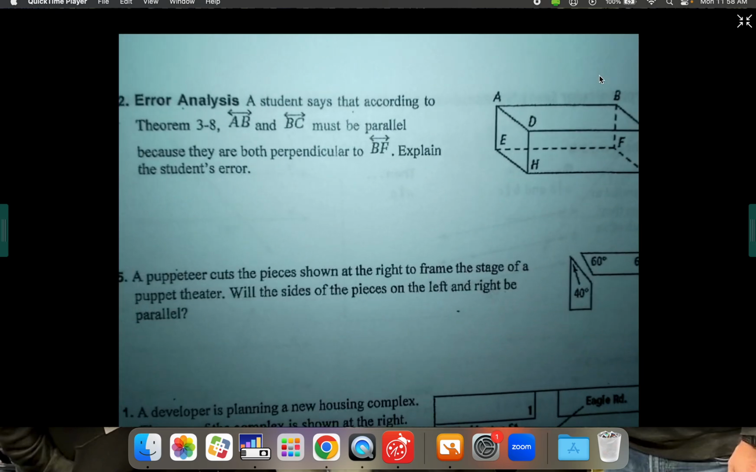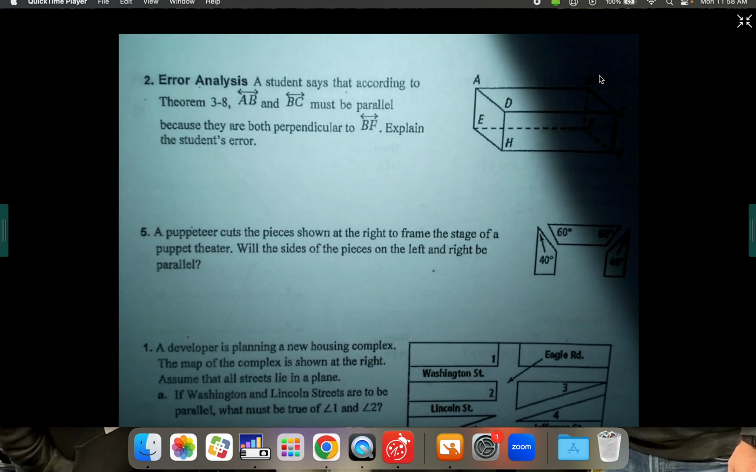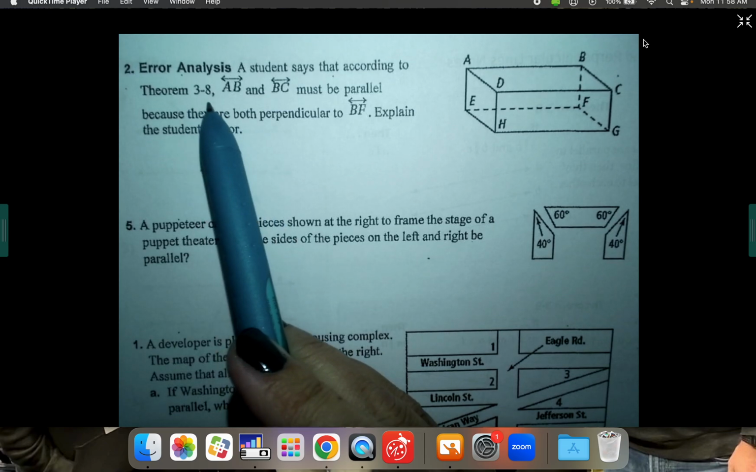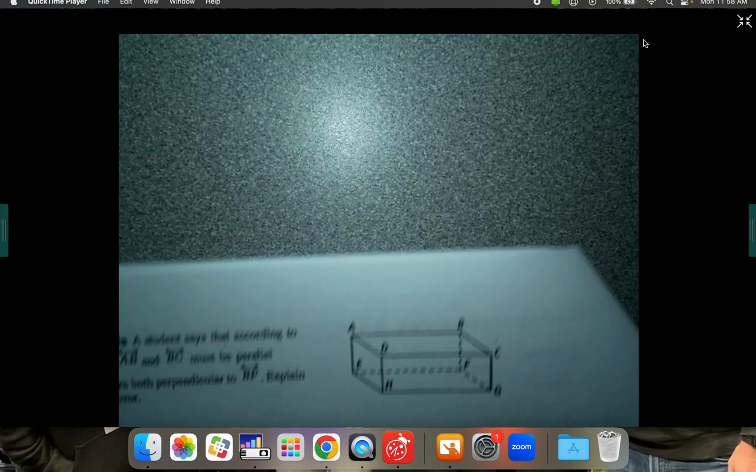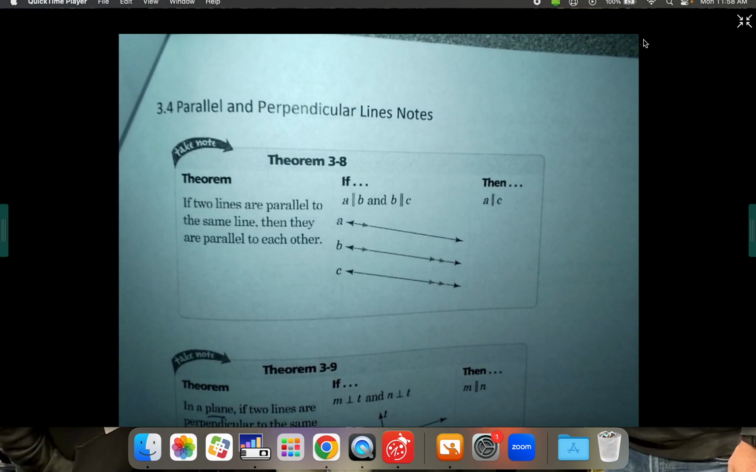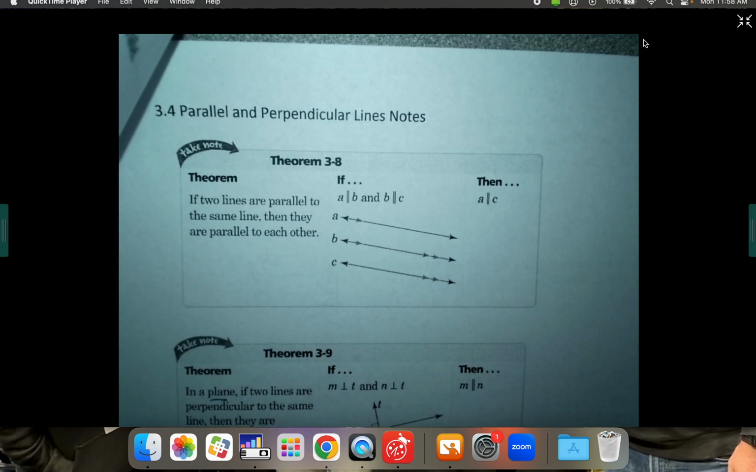All right, this one's an error. It's error analysis, which means somebody did something wrong. So a student says that according to theorem 3.8, that is this one, if two lines are parallel, then they would be parallel to each other.